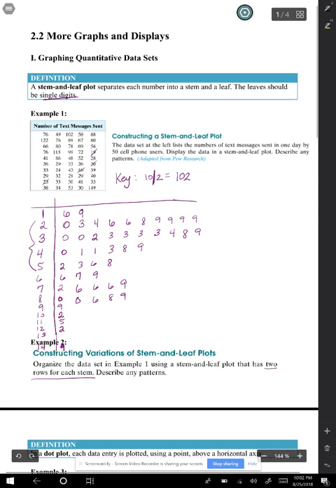I'm just going to do a few rows to give you an idea what it's talking about. So here we would have 2 rows of 1, 2 rows of 2, 2 rows of 3. And the way you put these in is if it falls from 0 to 4, it would go on the first row, and if it falls from 5 to 9, it would go on the second row.